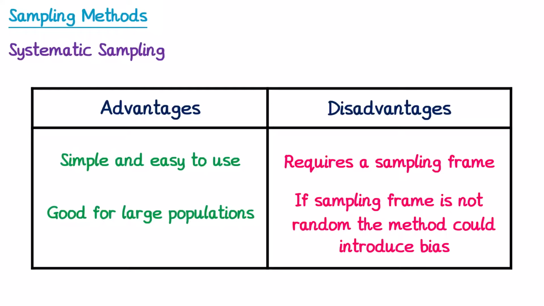Finally, if a sampling frame is not random, the method could introduce bias. That's what we talked about earlier with the light bulb example. The way around this is to try and ensure that your sampling frame is random before you begin. This doesn't necessarily mean you need to randomize the sampling frame before you begin, you just need to be aware that it could introduce bias. For example, if there was some sort of periodic trait of the population in the way it was listed, like every 5th light bulb was faulty.